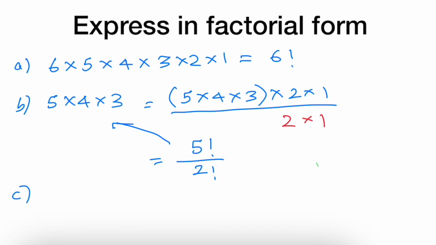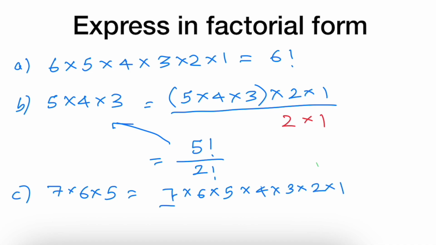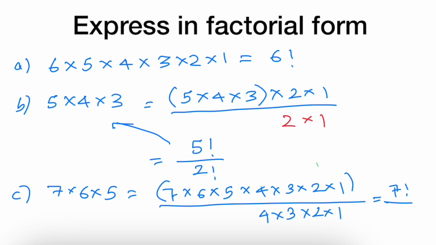Similarly, let's do one more. 7 into 6 into 5. How do we get 7 into 6 into 5? We can write this as 7 into 6 into 5 into 4 into 3 into 2 into 1. But we do not want 4 into 3 into 2 into 1. Let's divide it by 4 into 3 into 2 into 1. So this can be written as 7 factorial. This entire thing is 7 factorial divided by 4 factorial. 7 factorial by 4 factorial will give you 7 into 6 into 5.